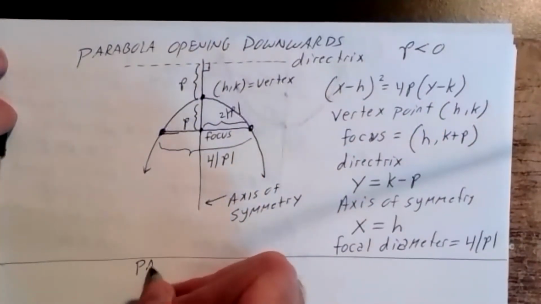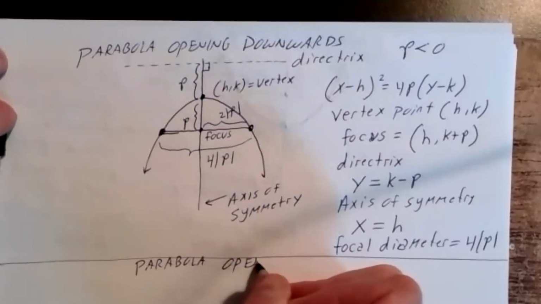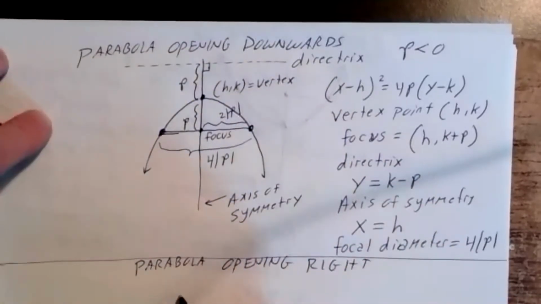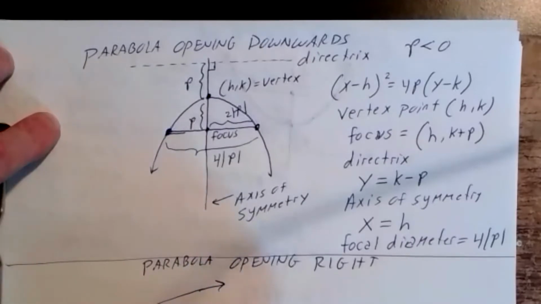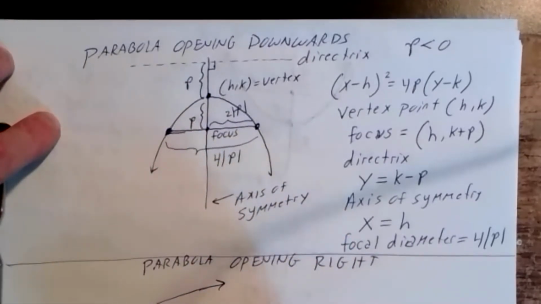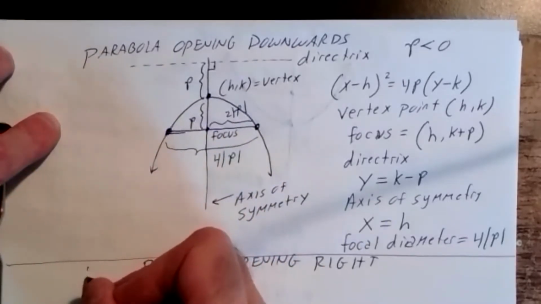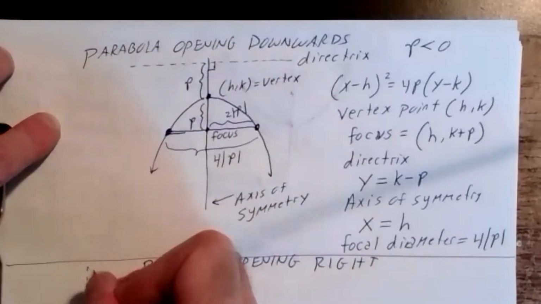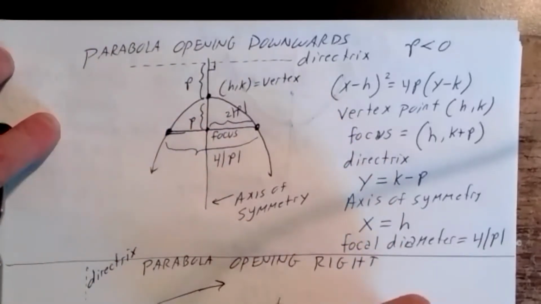Now, for a parabola that opens to the right, you could have a parabola that opens to the right in the xy plane. It looks like this. You've got a focus point right here. Now your directrix, ladies and gentlemen, would not be horizontal, but vertical. This is your directrix here. This is your axis of symmetry.